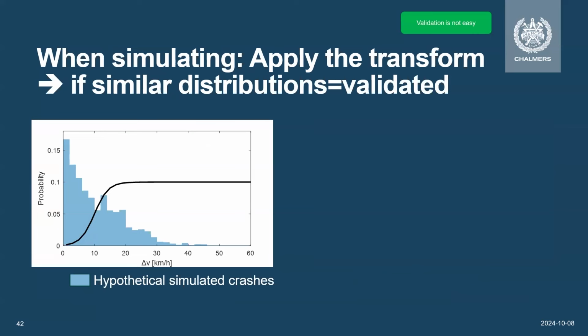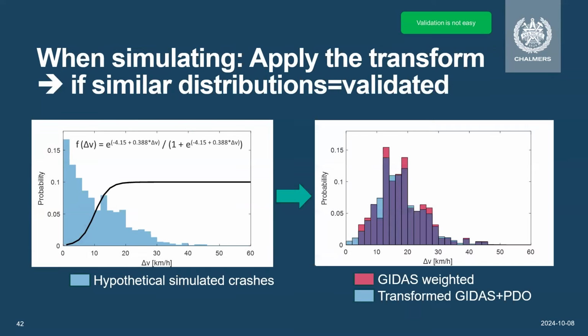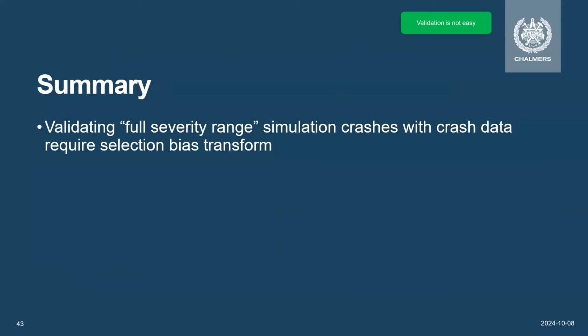So if we run our simulation, we can apply the transform, and then compare to the original GIDAS data. This, of course, needs to be validated for other scenarios too, and it may be different for different scenarios, but at least it's a starting point, because otherwise you can't really do it. So, summary: we're validating the full severity range simulations, so crashes, with a transform. We're transforming the simulated crashes into something that can be compared to GIDAS data. So we propose this.